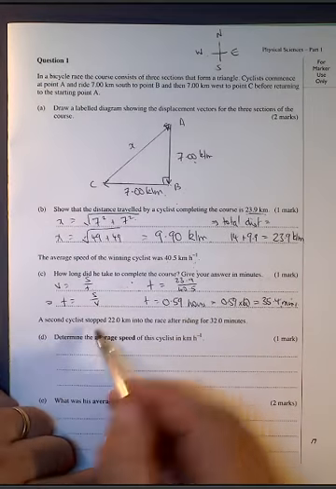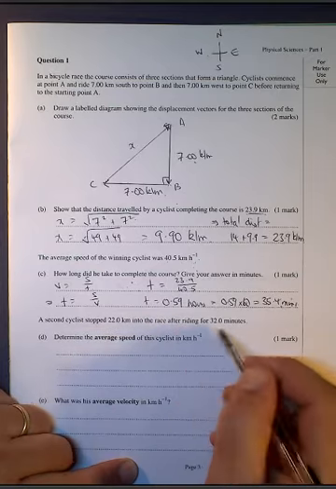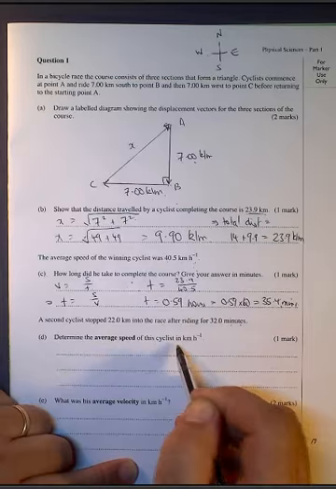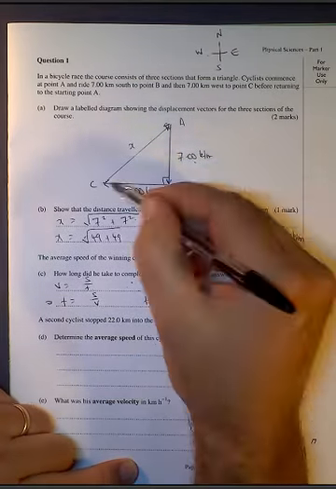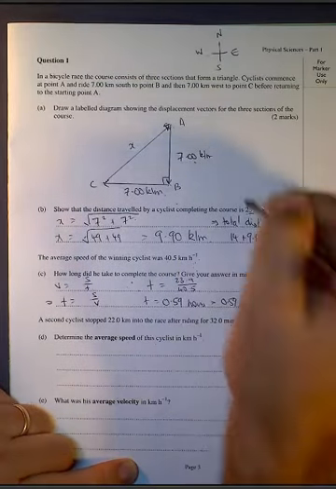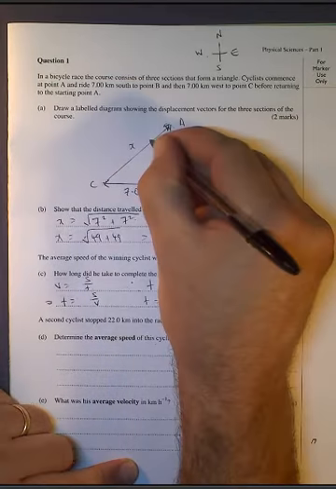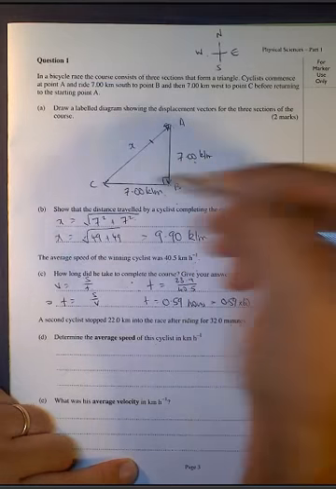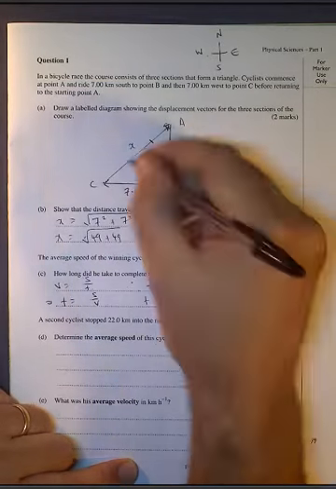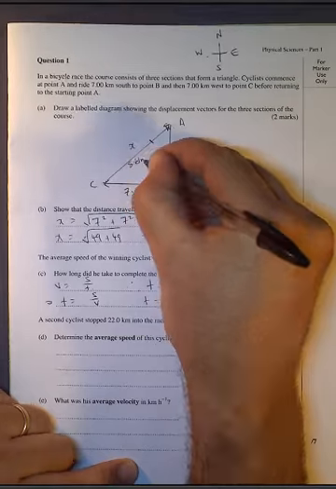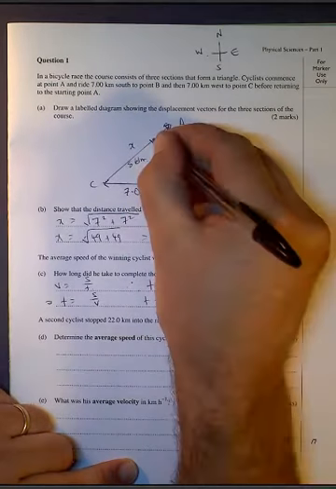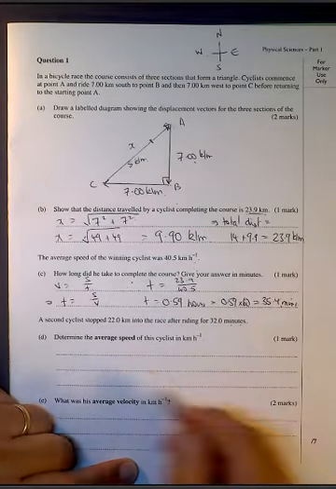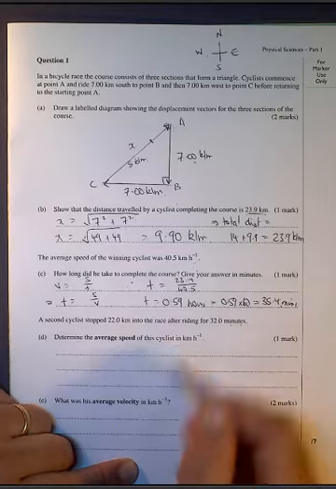Second cyclist stopped 22 kilometres into the race after riding for 32 minutes. Determine the average speed of this cyclist in kilometres per hour. So he's gone 22 kilometres, so it's 14, and it's 23.9 to the end. So he's got to about that point there. And that distance is going to be 7 and 7 is 14, and we're going up to 22, so it's going to be 8 kilometres to that point there. Right, so determine the average speed of this cyclist in kilometres per hour.